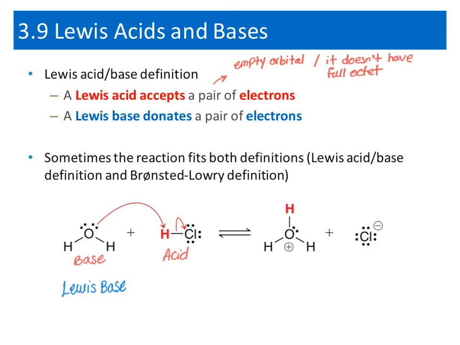So you remember we talked about proton. Proton is a hydrogen without a lone pair, and hydrogen without a lone pair has an empty orbital. So it is our Lewis acid.